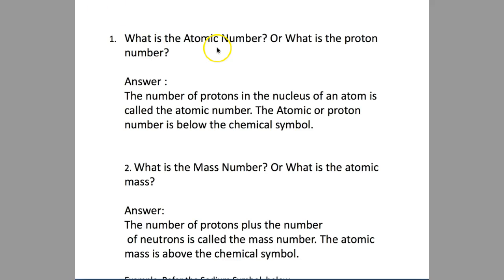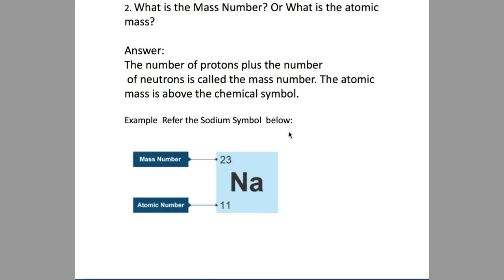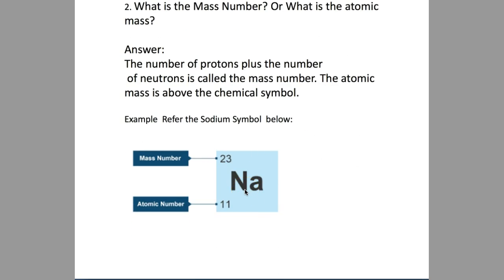Question 1. What is the atomic number? Or the different way of asking is, what is the proton number? The answer is, the number of protons in the nucleus of an atom is called the atomic number. The atomic or proton number is below the chemical symbol. For example, this is the symbol of sodium. This is the atomic number.